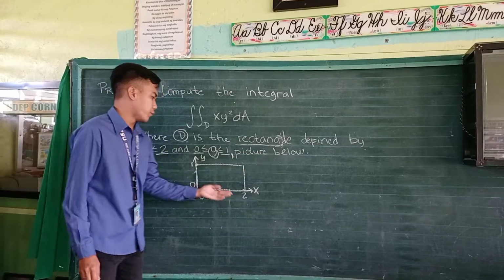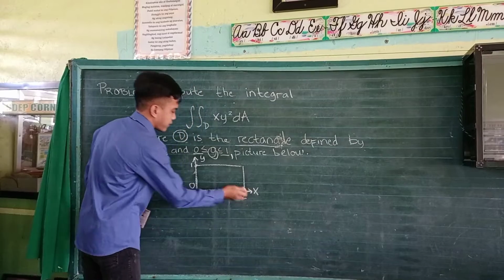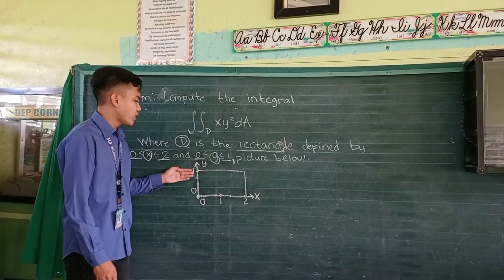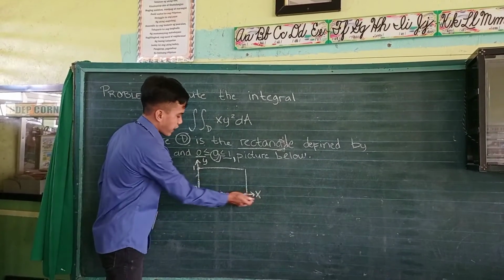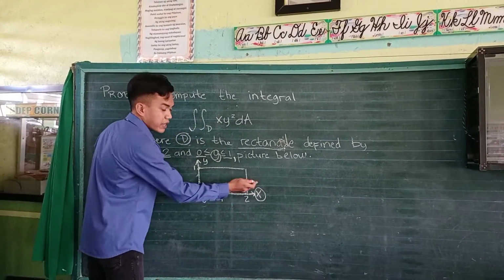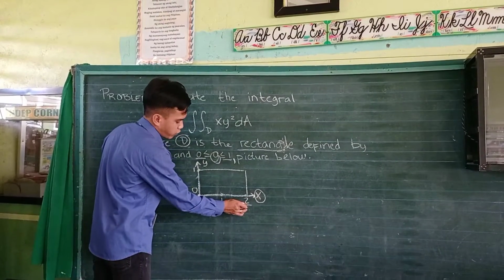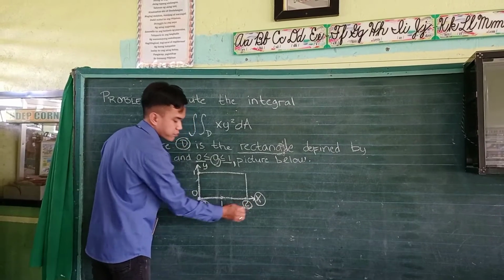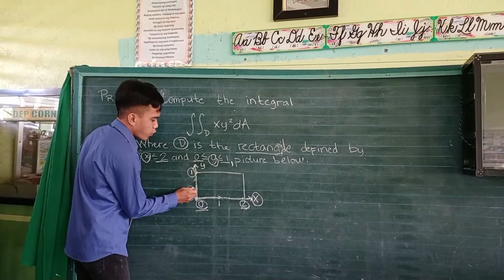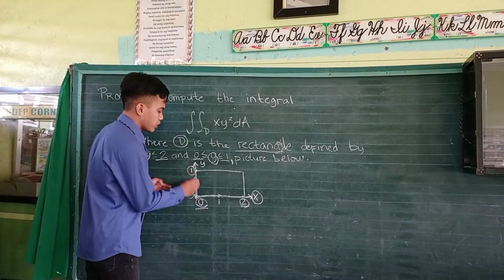Let us base on the picture below. As what we could see, here is our graph. It is a rectangle wherein the value of our x is 2 and the value of our y is 1. Here is our x and here is our y. For our x, the limits are 0 and 2, where x is greater than or equal to 0 and less than or equal to 2. While for our y, the limits are 0 and 1, wherein y is greater than or equal to 0 and less than or equal to 1.